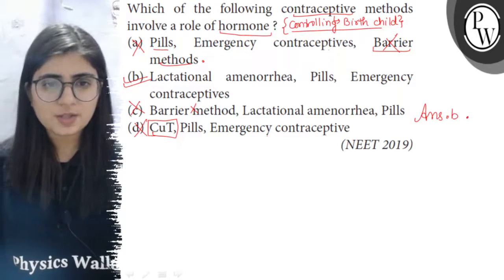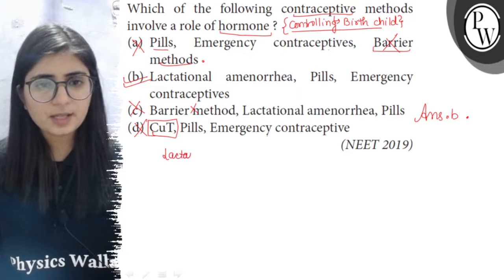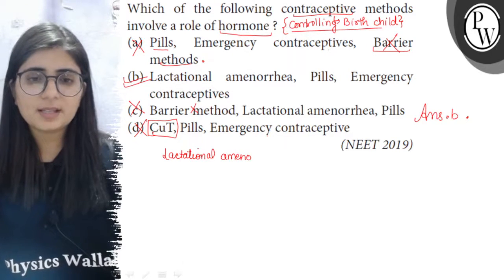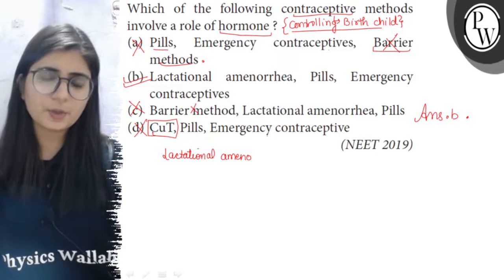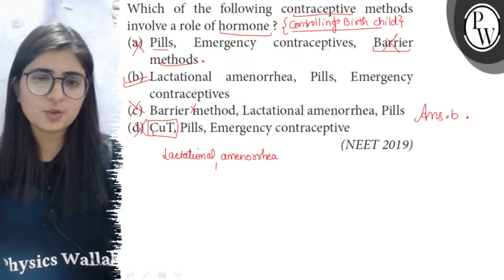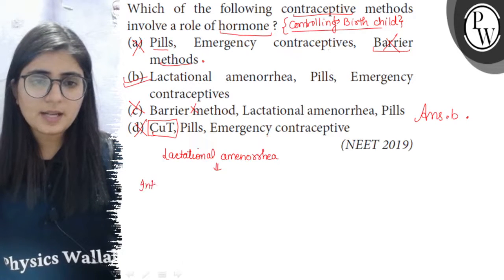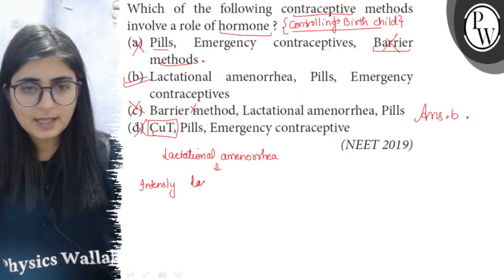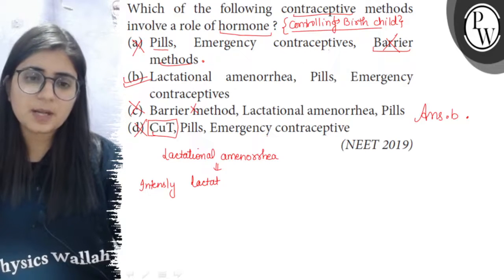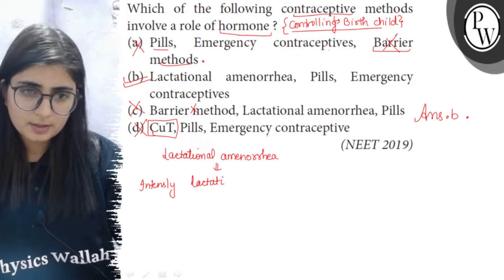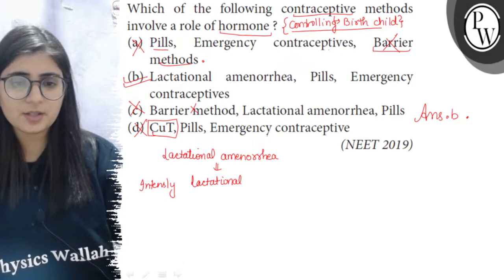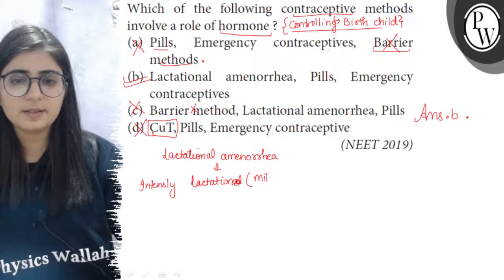Now let's see the explanation. First is lactational amenorrhea. Lactation means the period of milk production, called the lactational period, and amenorrhea means absence of menstruation. So in an intensely lactating female, during the early period after parturition, milk production is there.